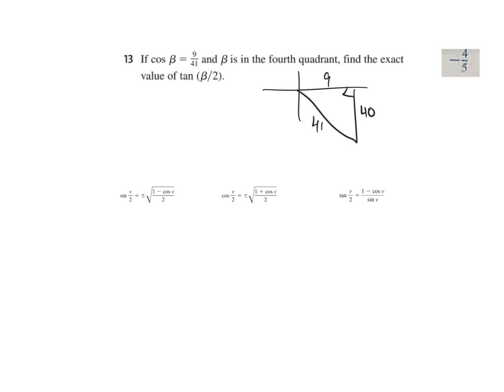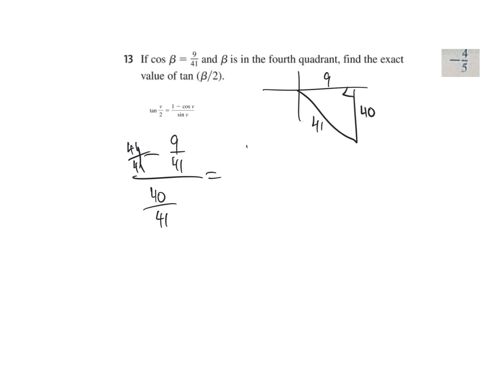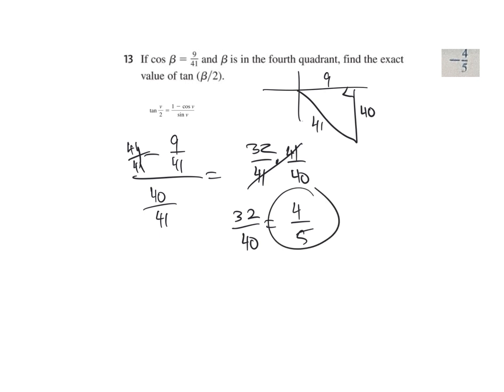So all we need here is the tangent part, so I'm going to erase all of that and move this up here. So now the tangent is 1 minus the cosine. The cosine is 9/41. The sine is 40 over 41. Get a common denominator. You get 41 minus 9 is 32. Times the reciprocal of the bottom, 41 over 40. So now you have 32 over 40, which reduces by 8 to give me 4/5. And that should be our answer.